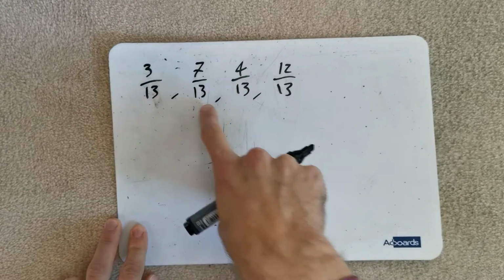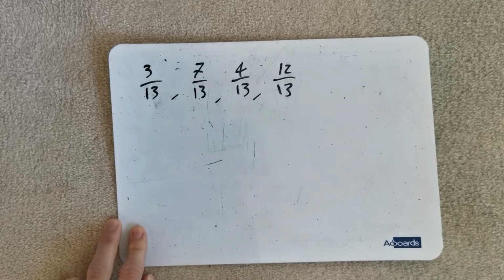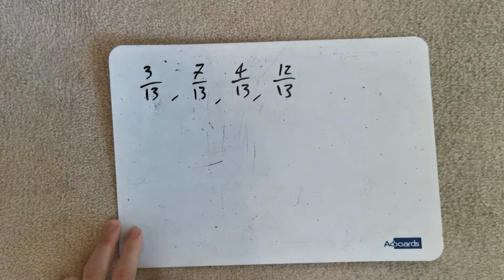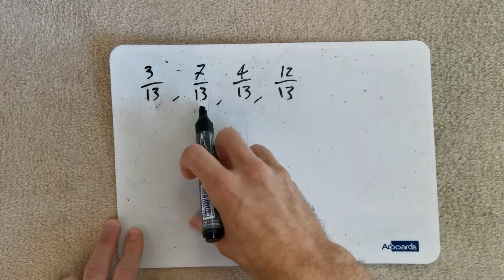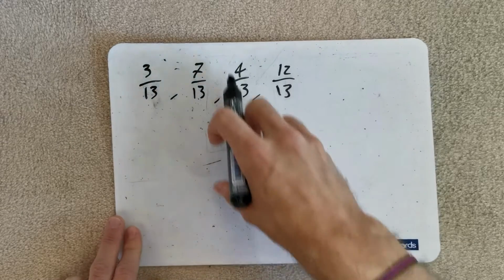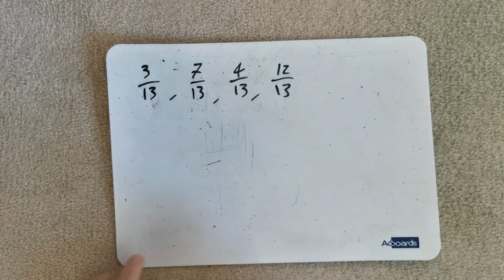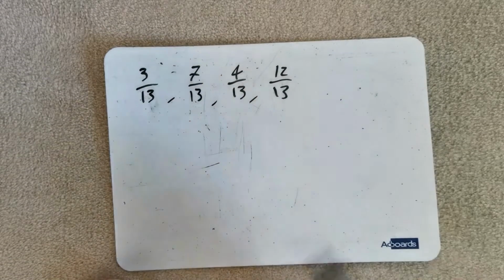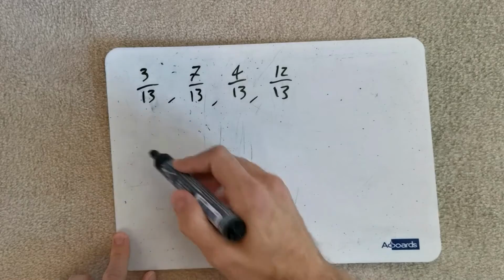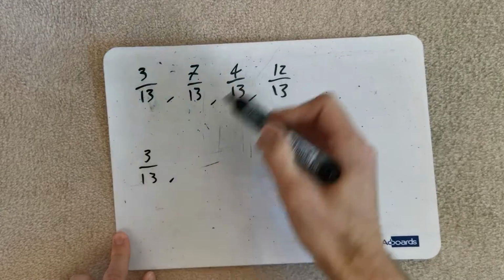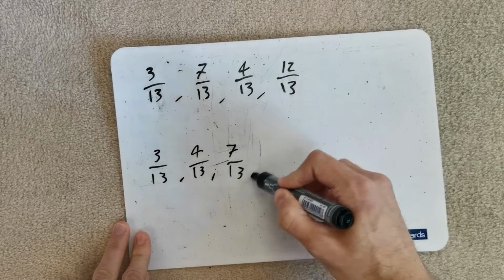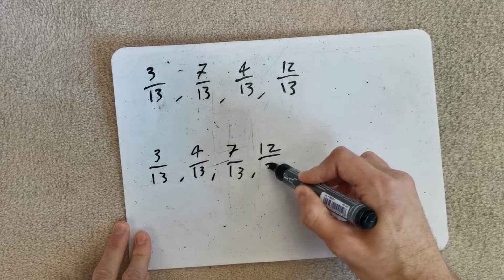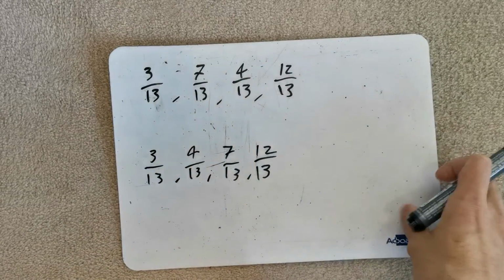They all have the same denominator, don't they? Okay, so if they've got the same denominator, we can compare them easy as that. This just means 3 parts out of 13, 7 parts out of 13, 4 parts out of 13, and so on. So all we've got to do is look at the numerators and put them in order. Which one's the smallest? It'd be our 3 over 13, then our 4 over 13, then our 7 over 13, and then our 12 over 13. Really easy peasy. That's all you need to do for that one.